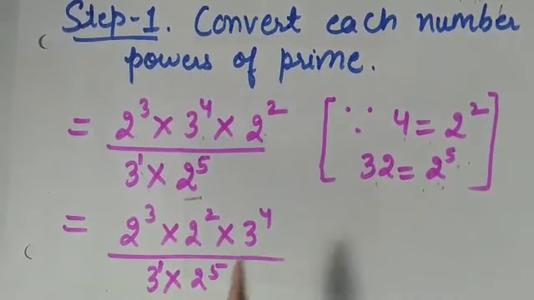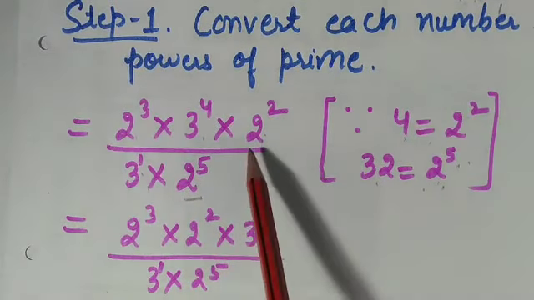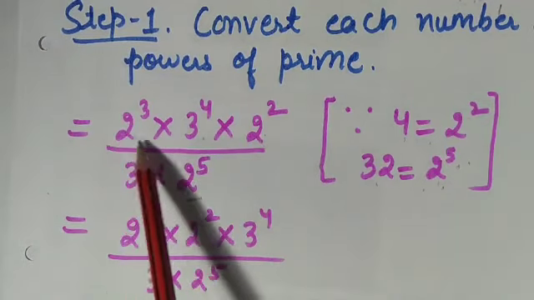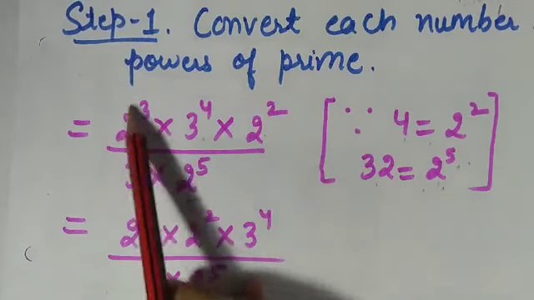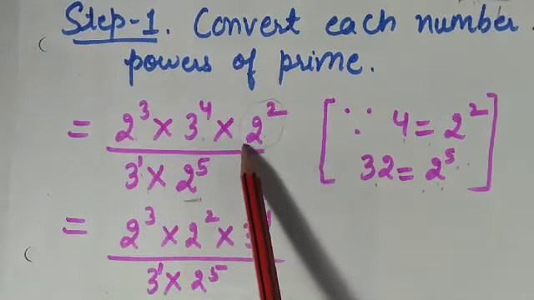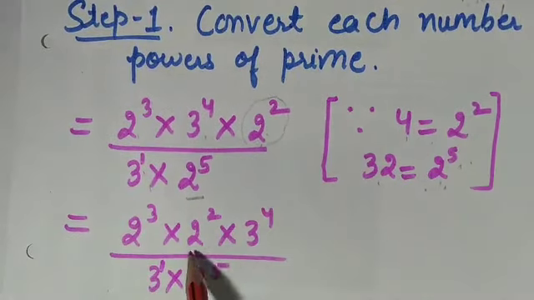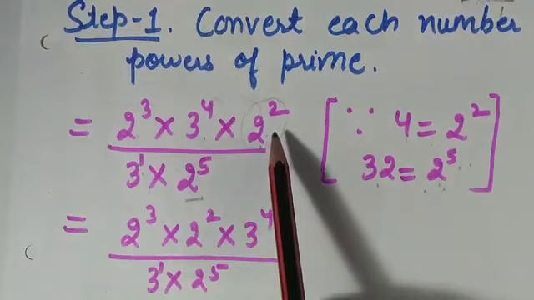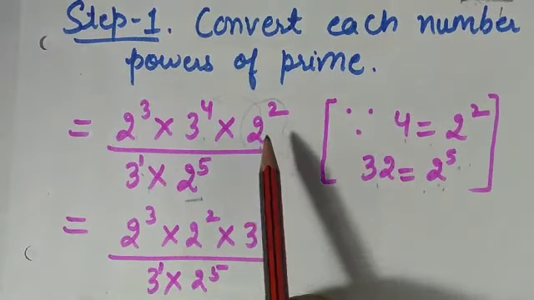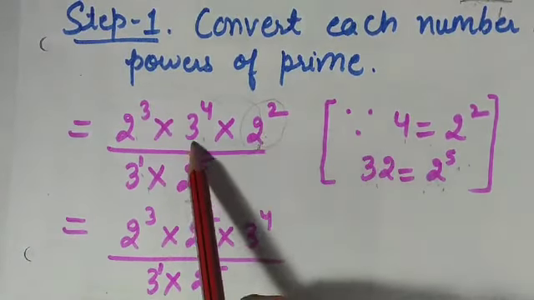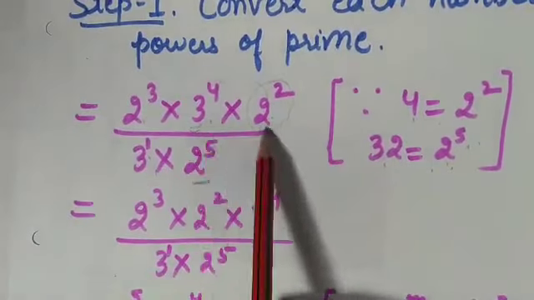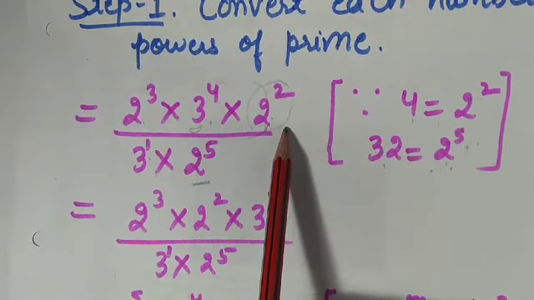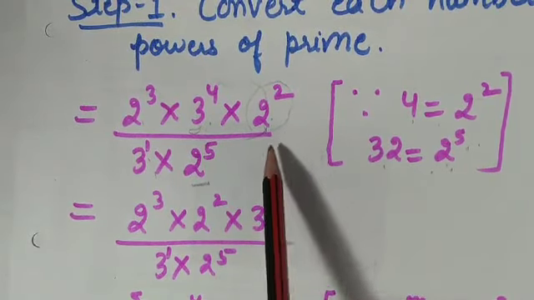Come to next step. Now I have collected all 2's together. 2 raised to the power 3 into 2 raised to the power 2. I have just interchanged their position. It's up to you. Either you want to do or not. Okay? So I have just changed its position. So as multiplication always follows commutative law, so I can do that.